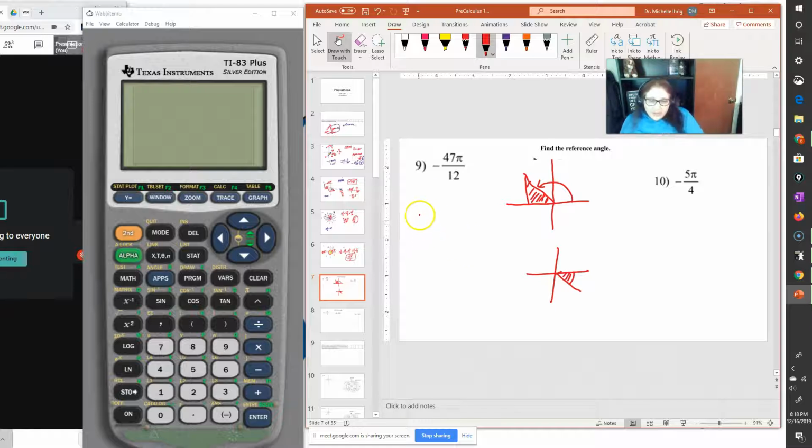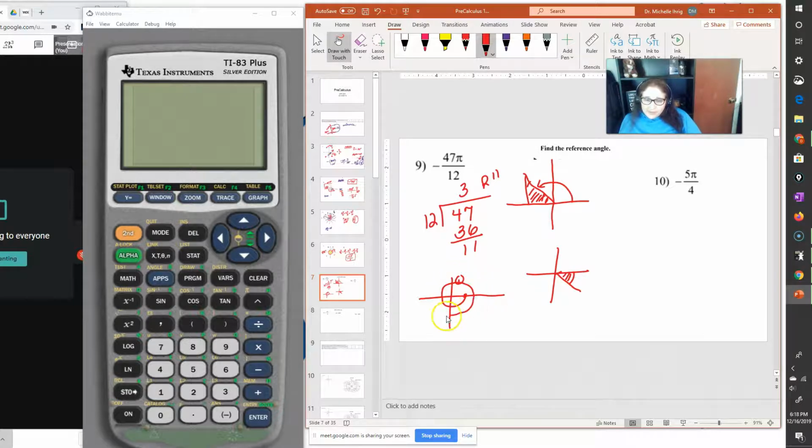Here we have negative 47 pi over 12. So first I say, okay, how many times does 12 go into 47? If I do it 3 times, I have a remainder of 11. So I know I am going to go 3 times around with a remainder of 11. Then I just sketch it. Because it's negative, I know I'm going this way. So there's 1 time around.